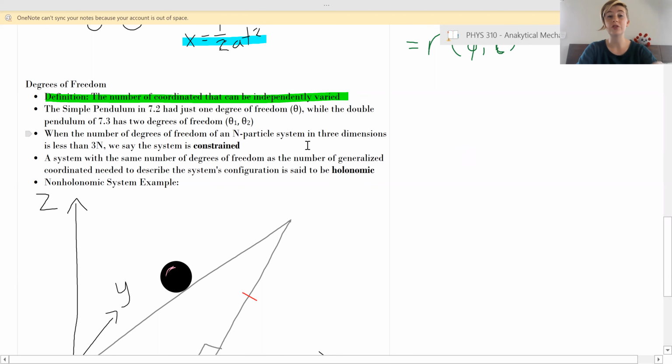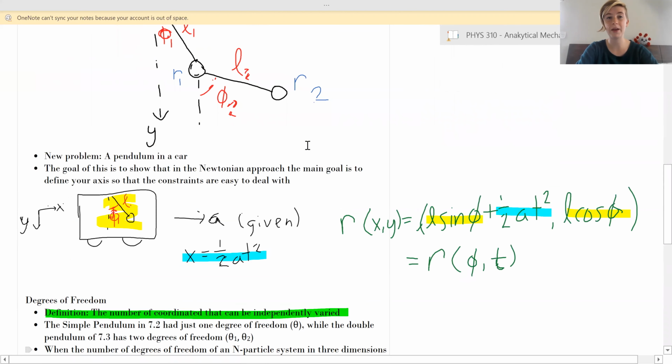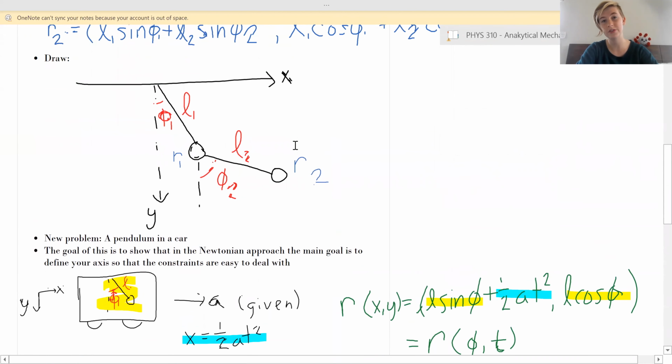A constrained system is kind of like the pendulum. The pendulum is constrained because if you think about it, it's attached to the string and it can only move in that certain way. It doesn't have all the degrees of freedom that it could have. This is kind of the best example, but as long as it's constrained in such a way that it can't move in 3 dimensions, it's constrained.